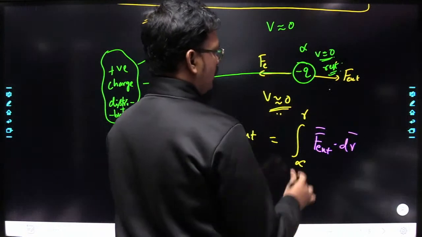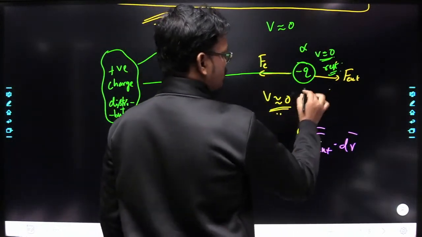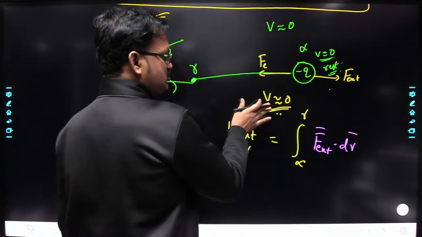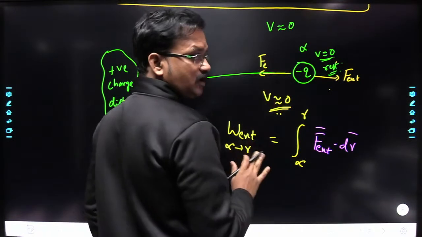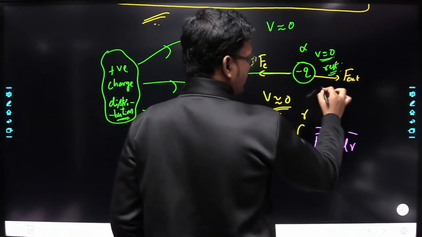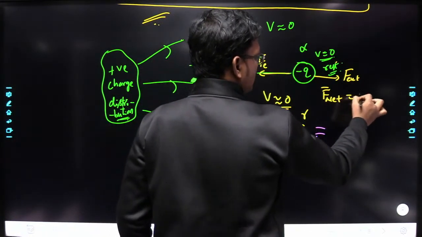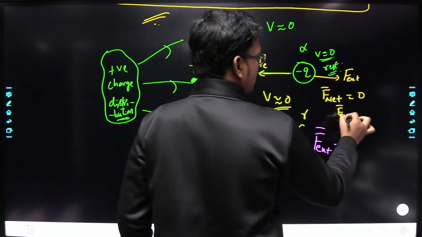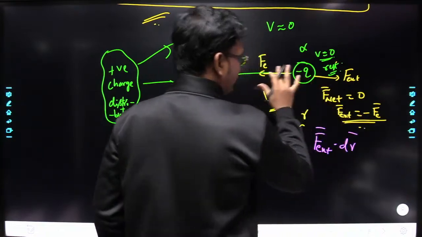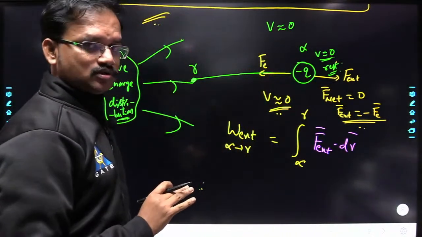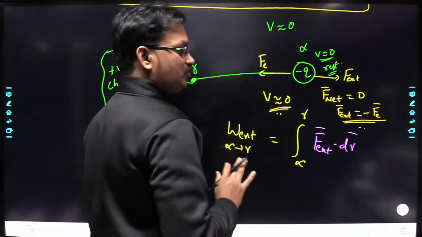Now here also you have to maintain what? The net force. Since the velocity is not changing, velocity is approximately equal to 0. So the net force acting on this charge must be equal to 0. So if the net force is equal to 0, then we know that F external must be equal to what? Minus F electrical. So that's why I have explained all these things here. Understood? Okay. So this is very important.